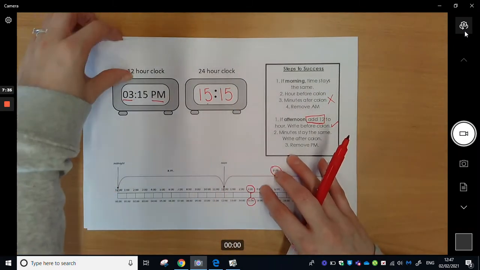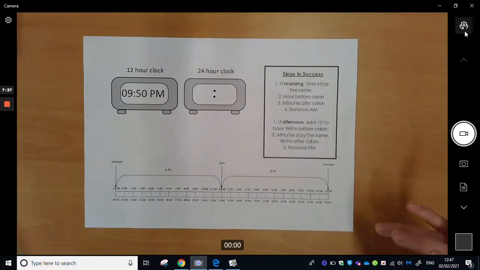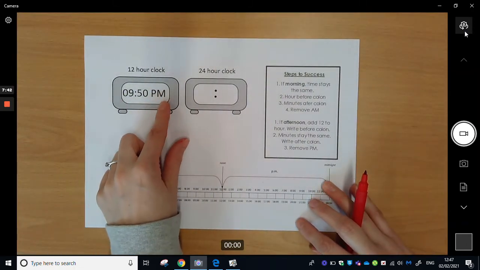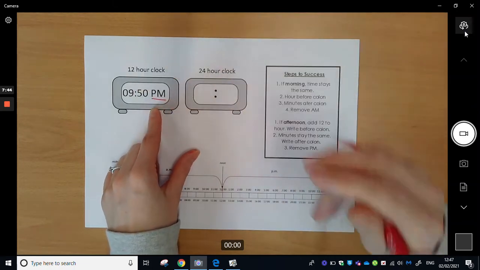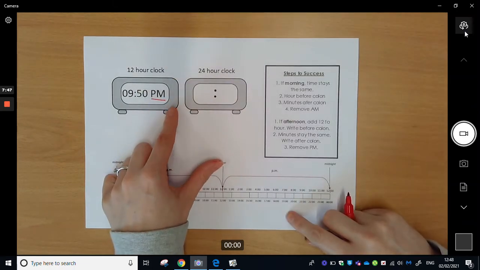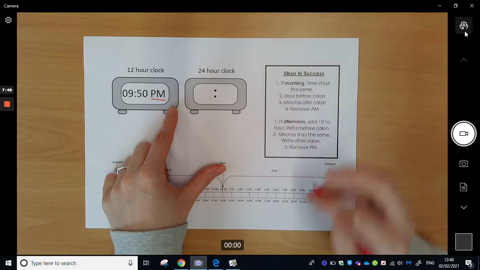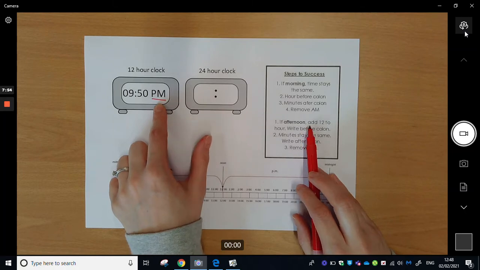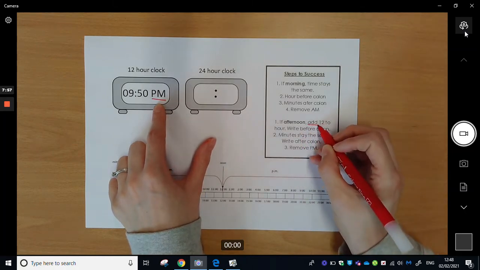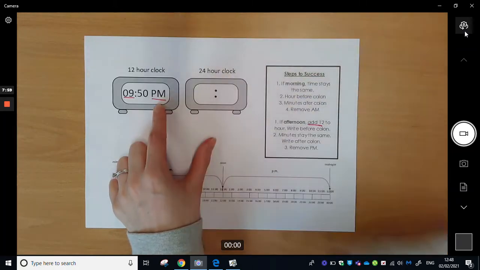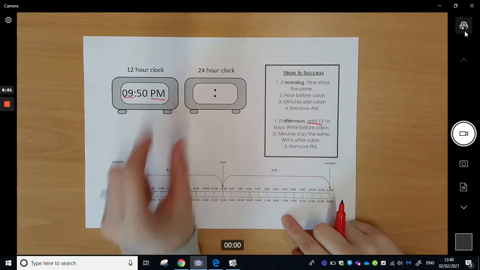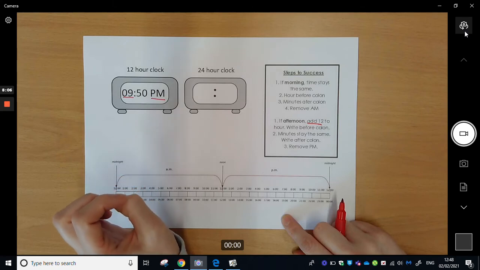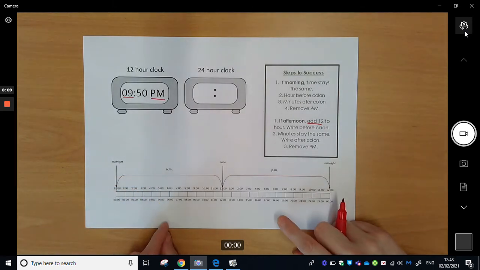Okay, let's look at a couple more examples together. So this time I have 9:50 PM. So again, that PM is telling me it is in the evening or the afternoon. So I know I need to be looking at this side of my steps to success. So remember, if it's the afternoon, which I've already identified, I need to add 12 to the hour. So my hour here is 9 o'clock. So I need to do 9 add 12. So I just want you to think in your head, what's 9 add 12?